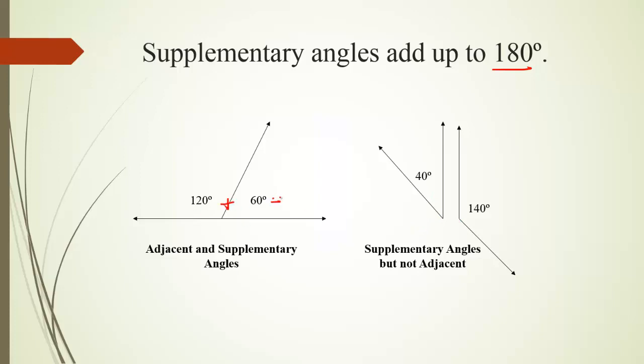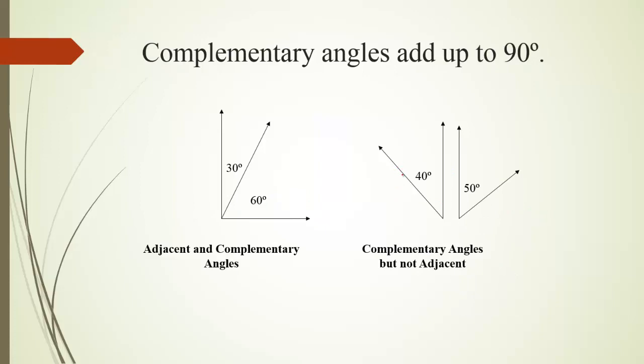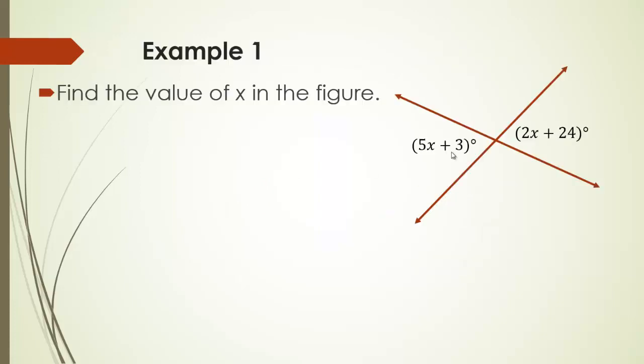120 plus 60 equals 180. 40 plus 140 equals 180. I know that unless you turn your screen, it looks like a multiplication symbol. We'll just get rid of it. You get the idea, though. If they add up to 180, they are supplementary. Complementary angles add up to 90. They can be adjacent and complementary like this, 30 and 60 equals 90, or they can be complementary but not adjacent, such as this, 40 and 50 equals 90.